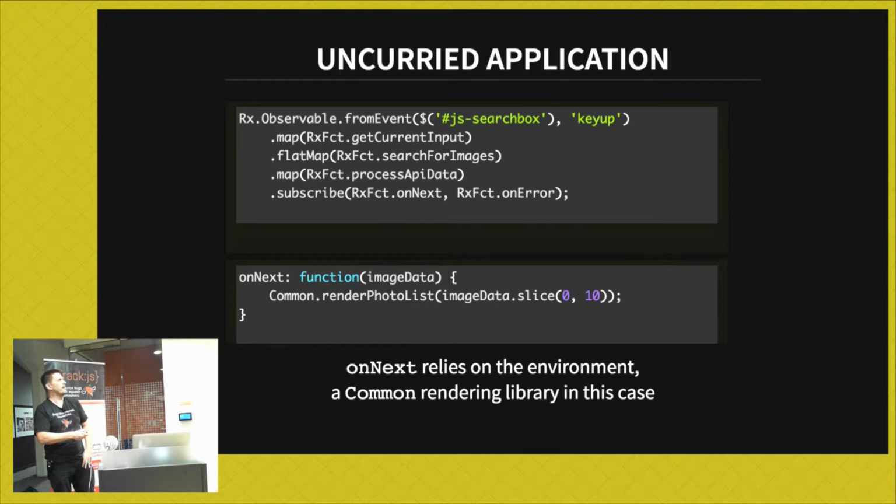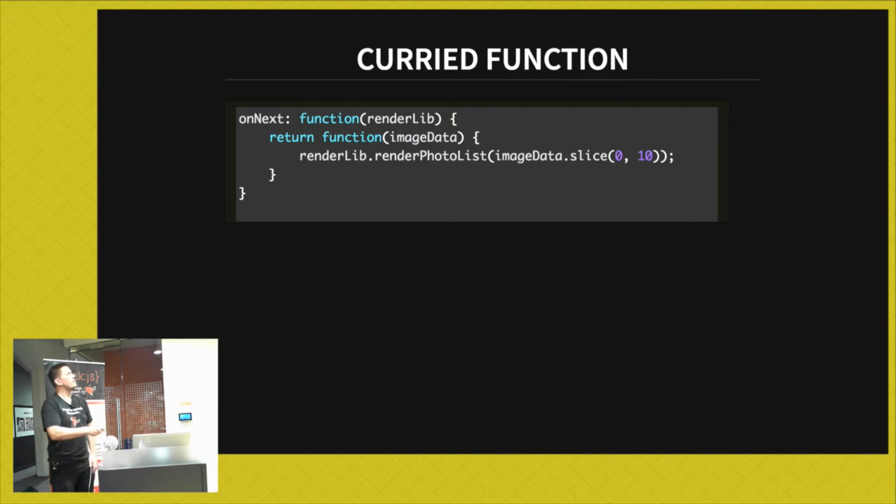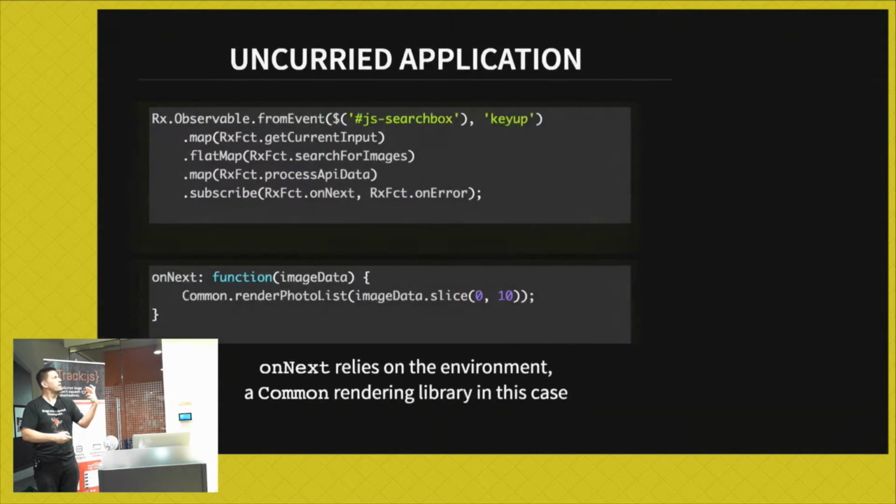So we noticed here the onNext function. And I warned you that, I talked about those two because there's a difference. You see that onNext is not pure. We have some kind of object here, in this case a rendering library, where we're executing a function on. So it's not a pure function. Let's go make it into one. We're currying it by saying the first parameter is the rendering library that I'm going to be using. Okay, and then the function that comes out is the image data that Rx is going to supply.